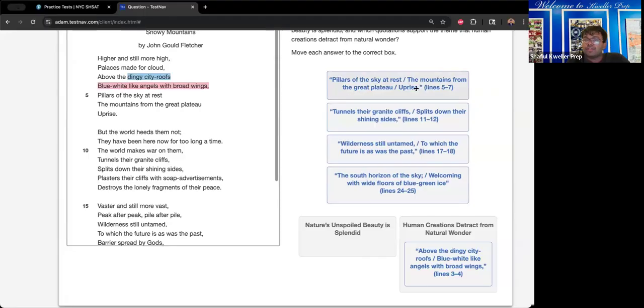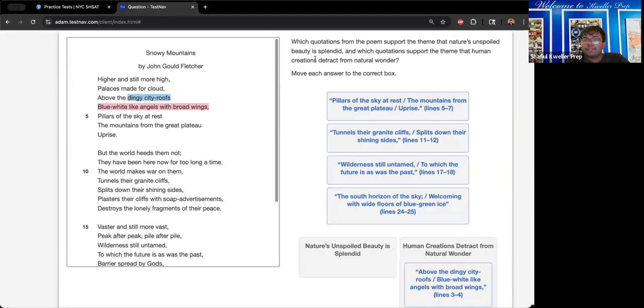"Pillars of the sky at rest, the mountains from the great plateau uprise." Here there's no talk, it's not really talked about how human creations detract from natural wonder. So we would put this under nature's unspoiled beauty is splendid.